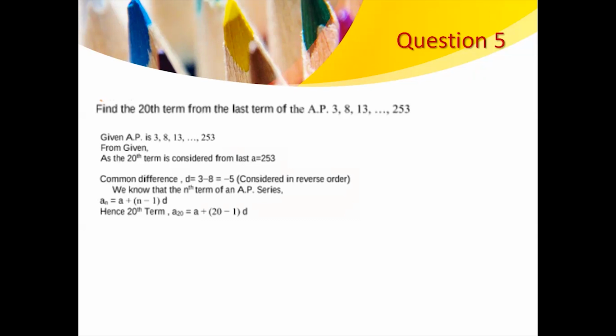Now I can easily find the 20th term. So A20 will be A plus 19D. So put the value of A is 253 and D is minus 5. And I get my 20th term is 158. But remember, this is the 20th term from the end. I'm counting from the end. Remember that. Hope you are able to understand these questions.